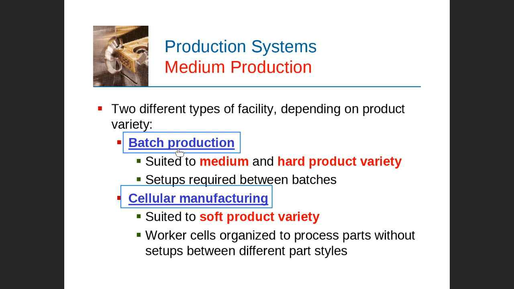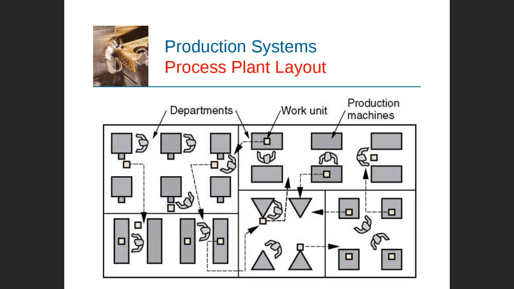Let me explain what batch production is and what cellular manufacturing is. This actually is batch production. We call it the process plant layout. The process plant layout serves medium production as batch production. So in batch production, in a process plant layout, we arrange the machines in departments.